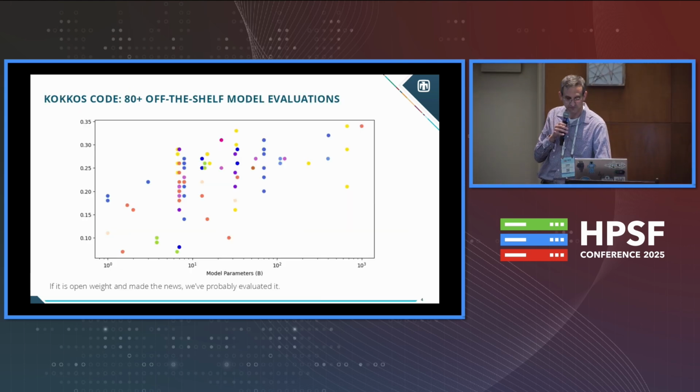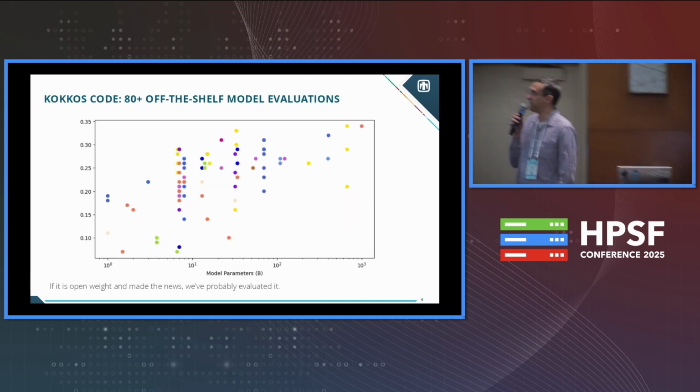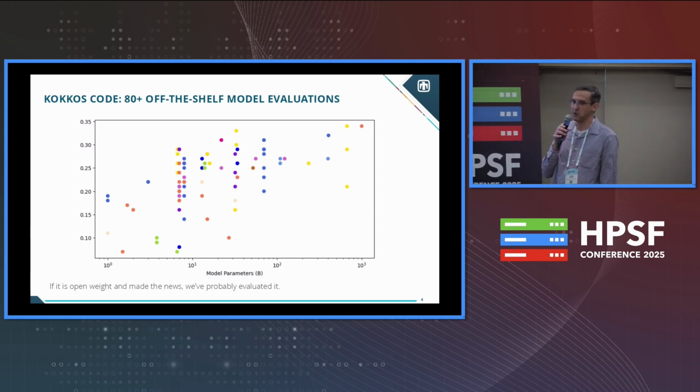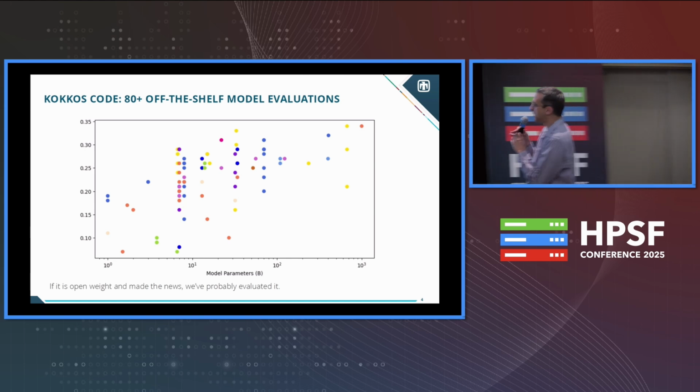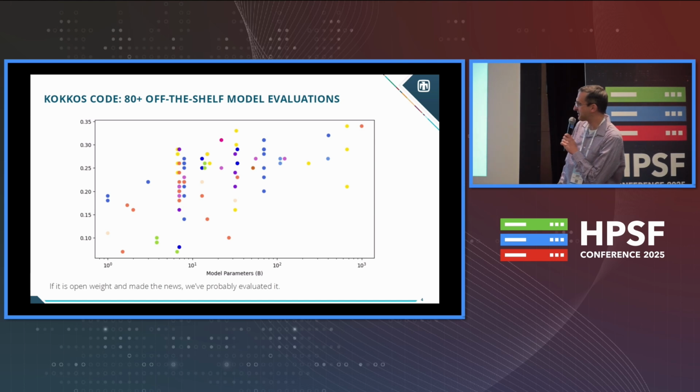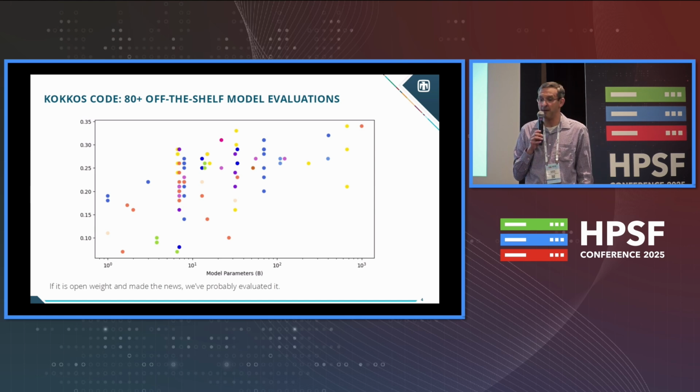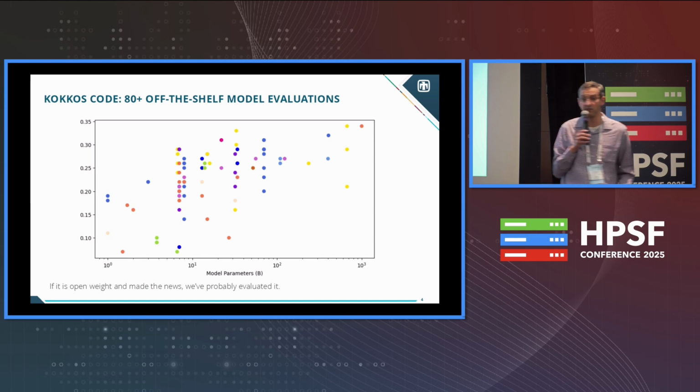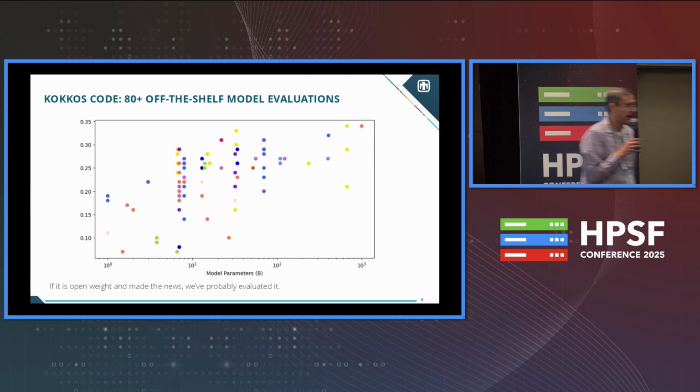So one of the things we've done is evaluations of 80-plus off-the-shelf models. On the bottom axis, the X axis, is the model parameters in billions. That's a log scale. The Y axis is our text-based metric. Up is good. And you can see that they're all over the map. Generally, bigger is better, but there are some medium-sized models that do exceptionally well.